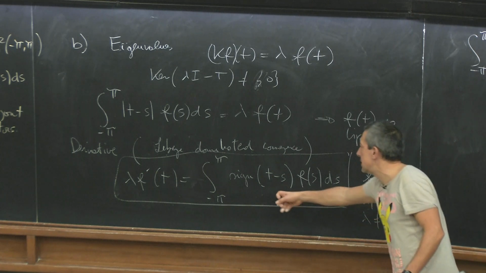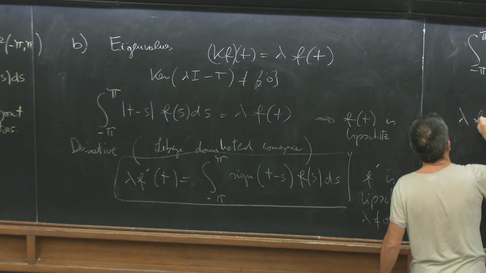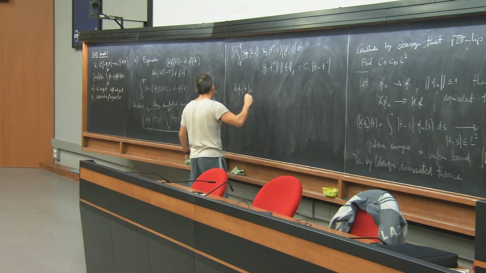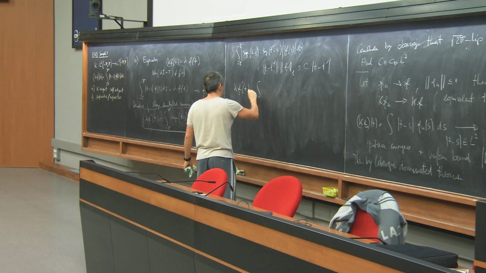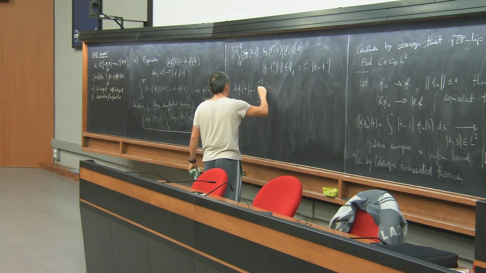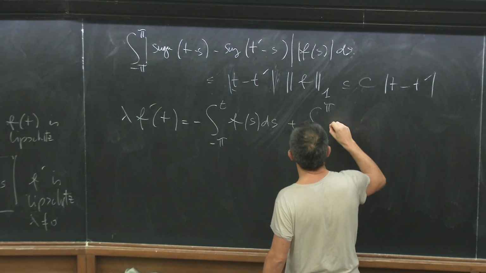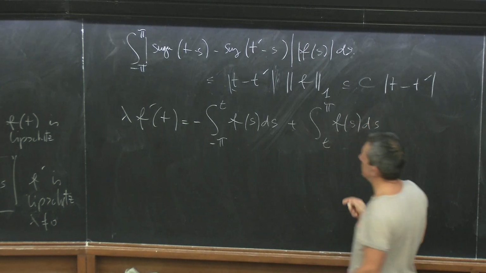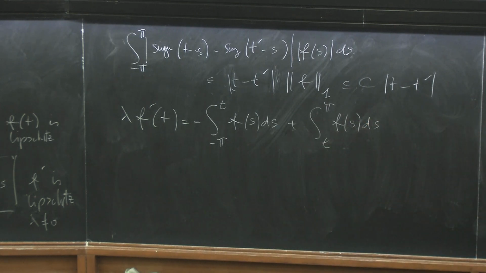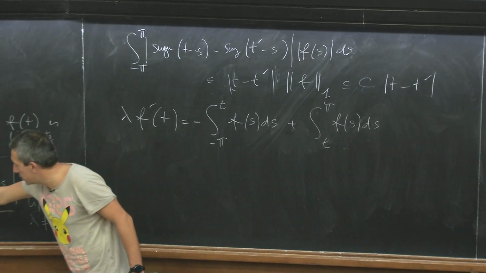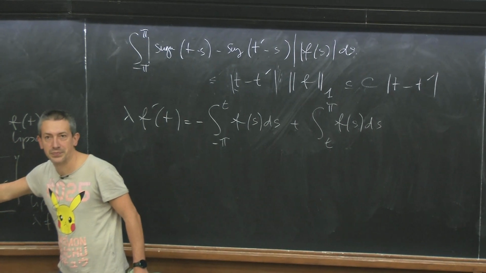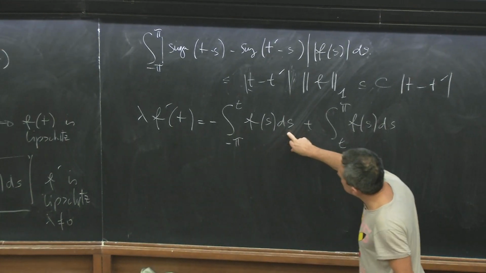Okay, so let's write what is this integral here. So lambda f prime of t is equal to the integral from minus pi to t of f(s) plus the integral from t to pi of f(s) ds. Okay? This is the definition. I just exploited the definition of the sine function. And now, what is the derivative of this guy?